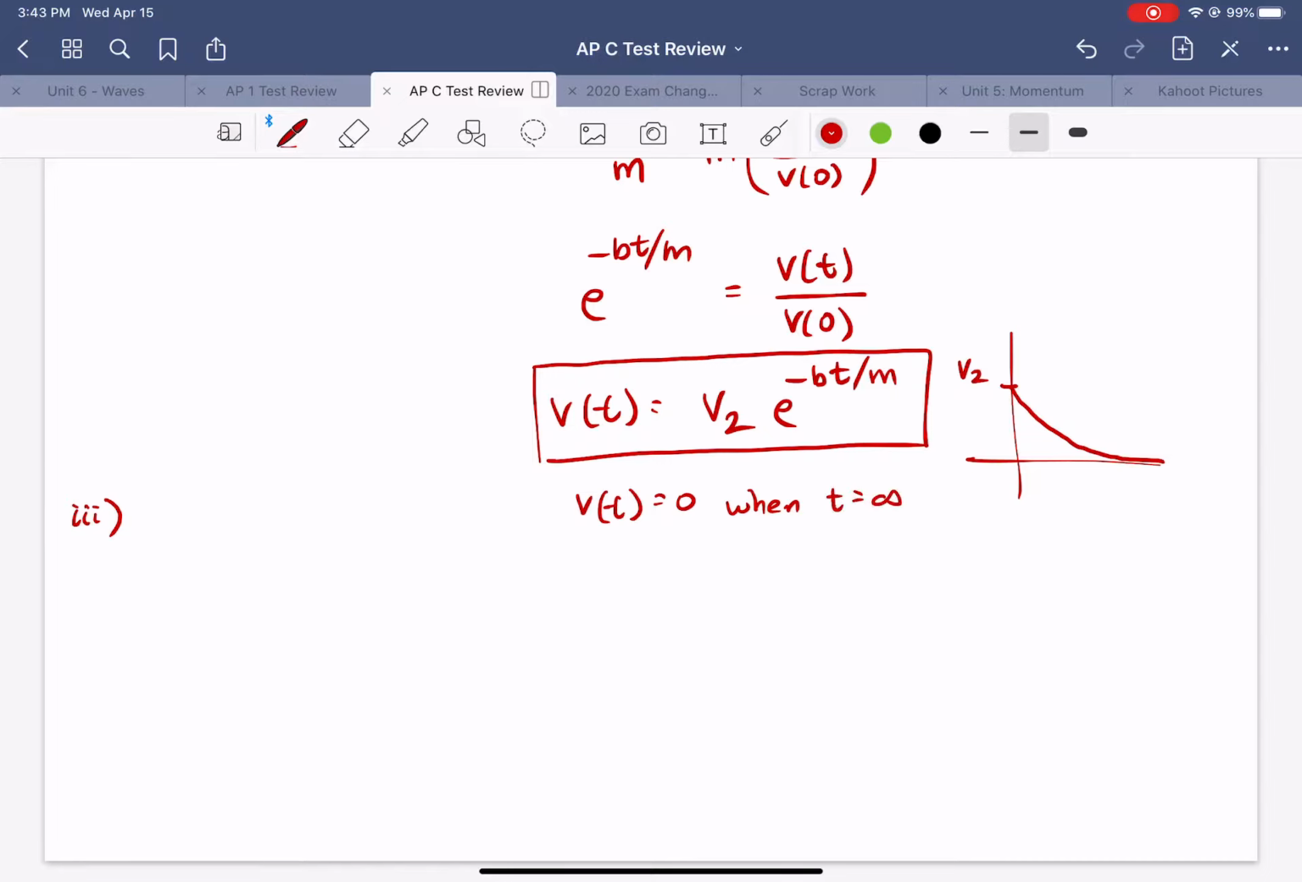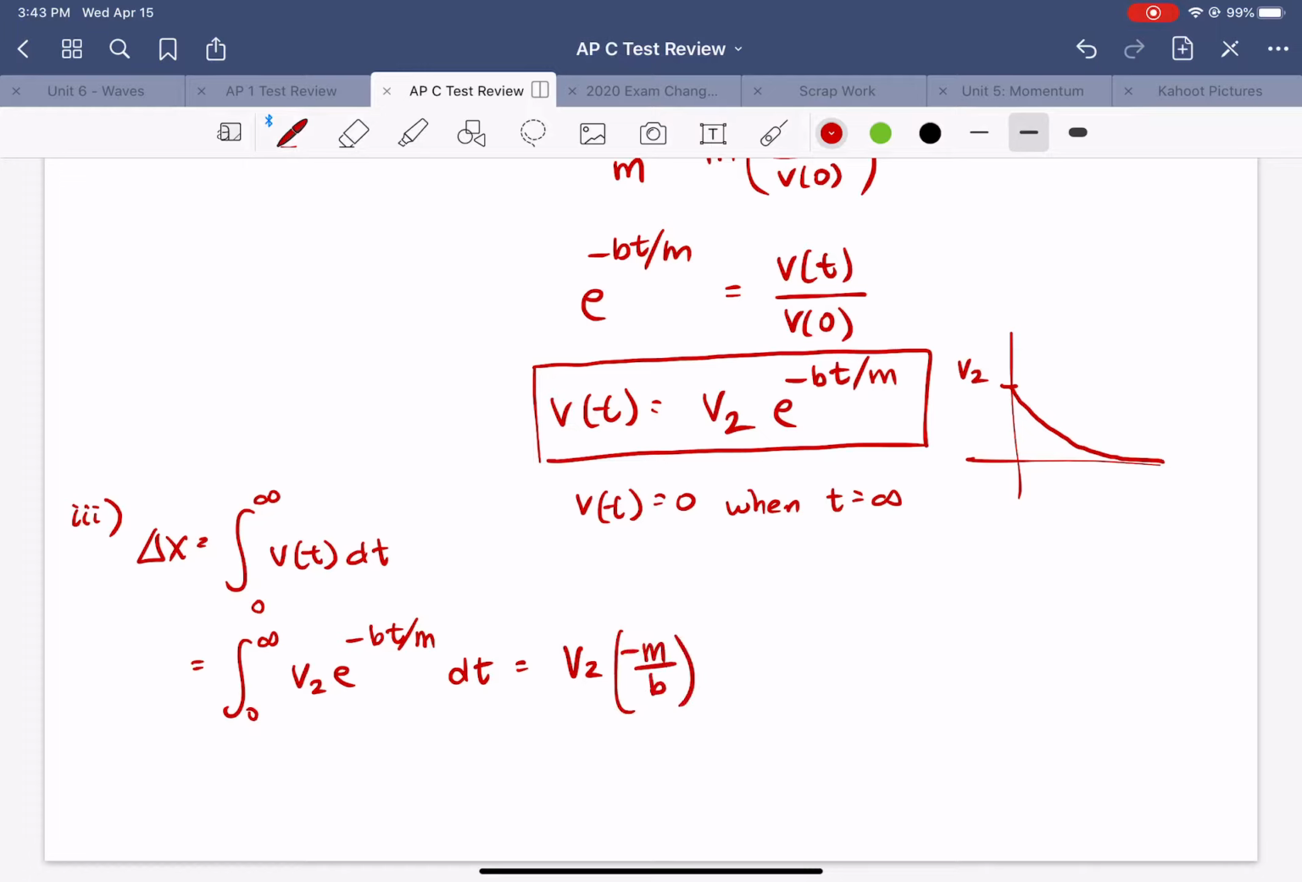So we're going to find the distance by integrating the velocity over time. And we're going to go from t equals 0 to t equals infinity. All right, so we are integrating this expression v2 times e to the minus bt over m. All right, so the way we integrate an exponential function is we basically divide by the coefficient that is up in the exponent. That coefficient is minus b over m. So we're going to divide by minus b over m, which is equivalent to multiplying by minus m over b.